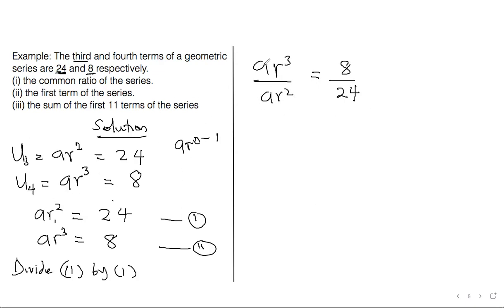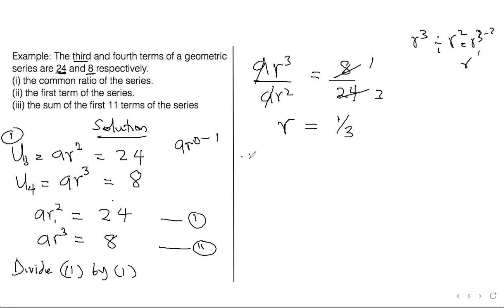Okay, so a can cancel a, then this will give me r. Remember the law of indices: r cubed divided by r raised to the power 2 is r raised to the power 3 minus 2, which is r raised to the power 1. So r equals 8 over 24, which is 1 over 3. So the common ratio is 1/3. That's the first part of the question.